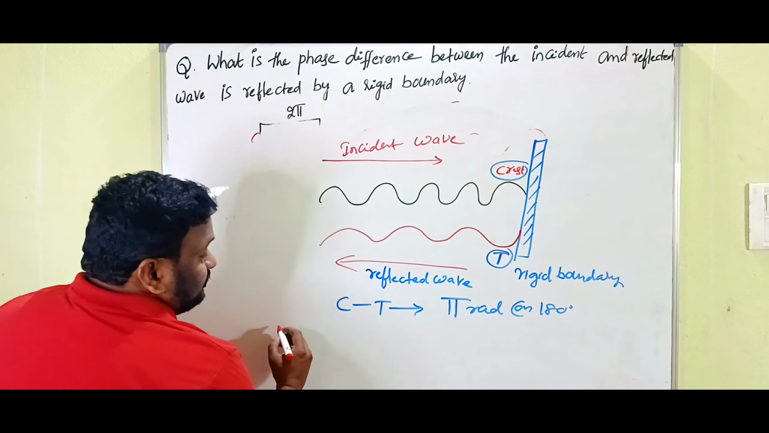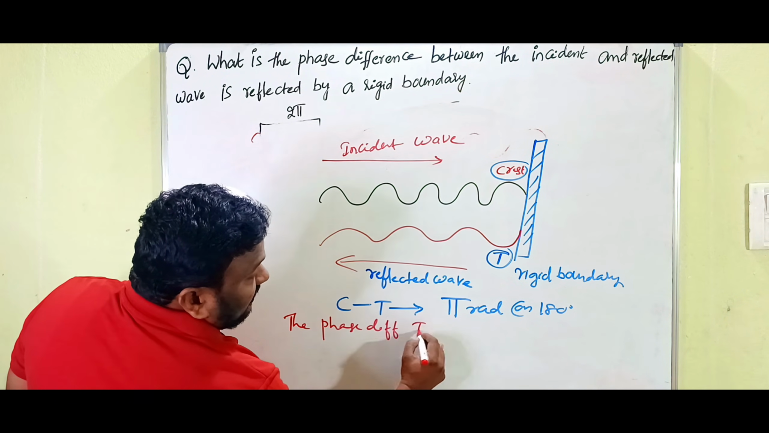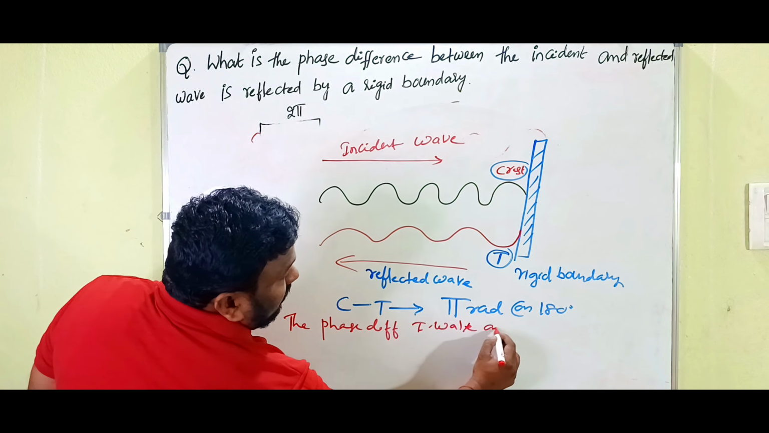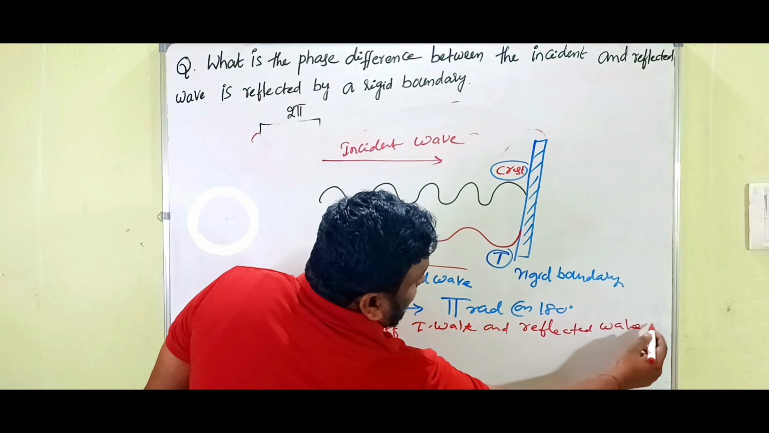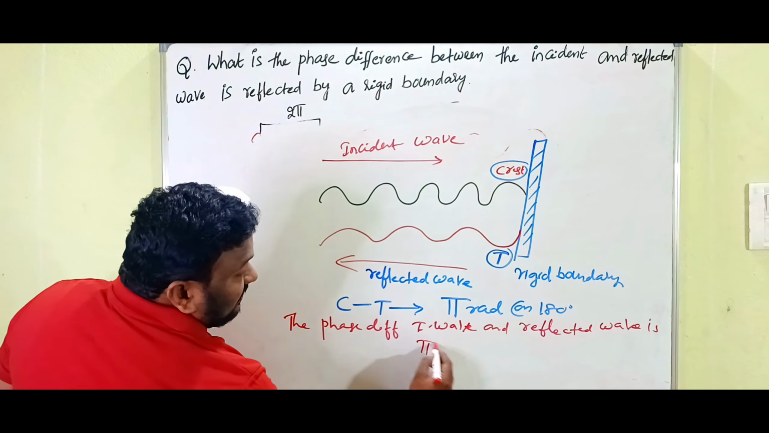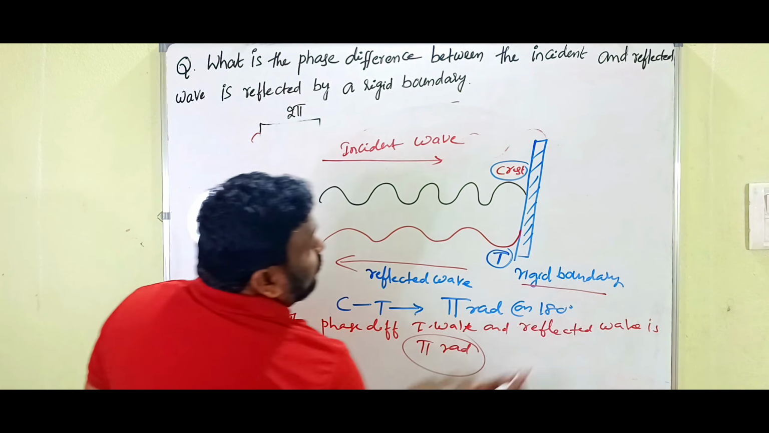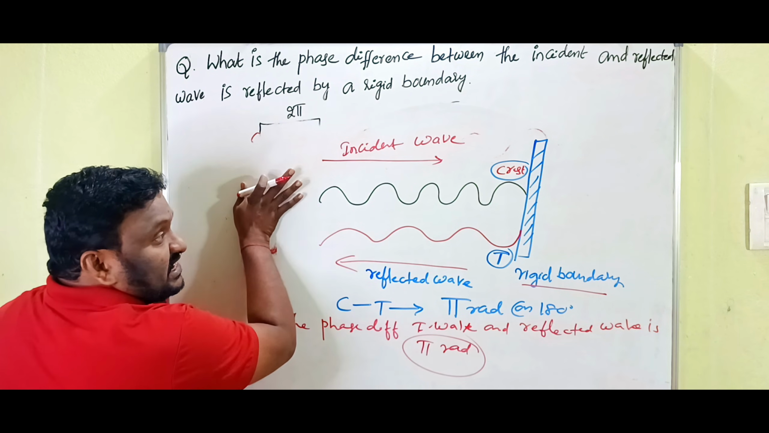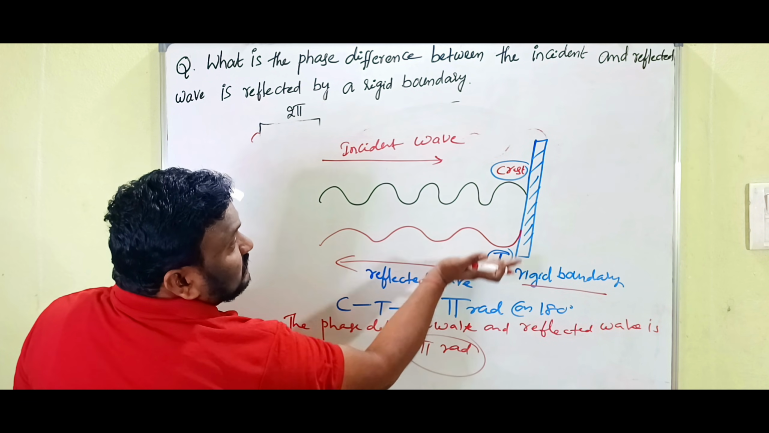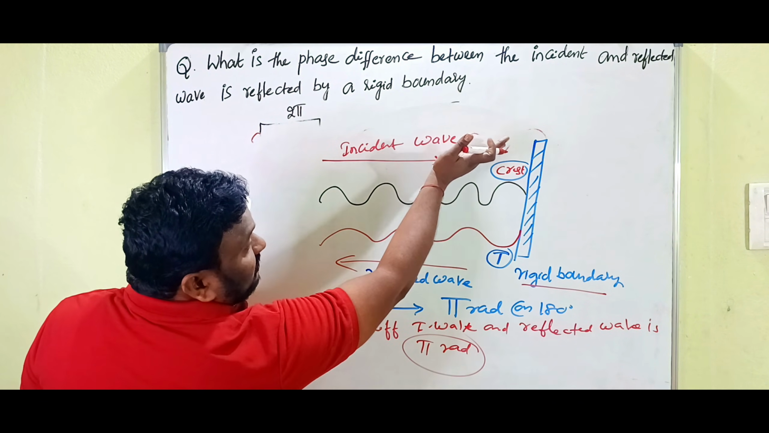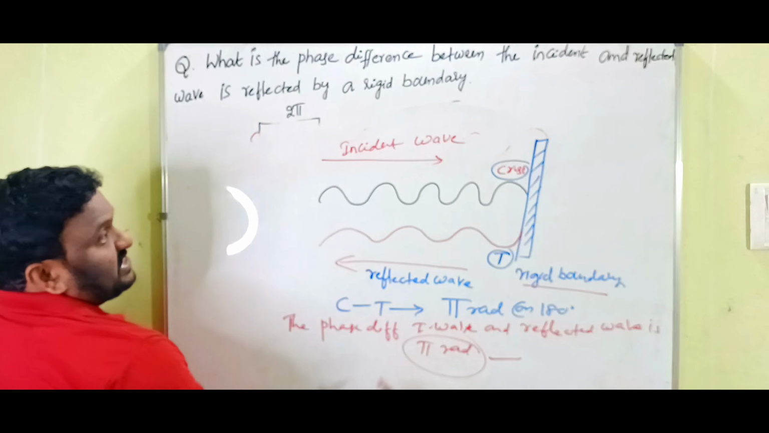The phase difference between incident wave and reflected wave is pi radians in case of a rigid boundary. Why? Because when the incident wave is falling such that the crest is falling on it, immediately we get the trough. So consecutive crest and trough. The phase difference between consecutive crest and trough is pi radians. So this is the answer for that question, children.